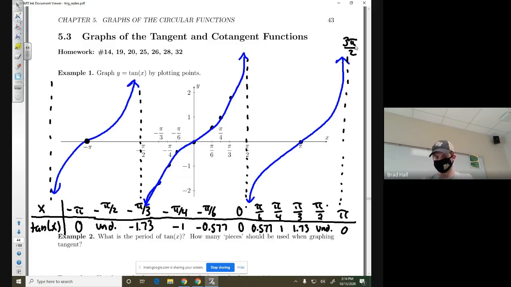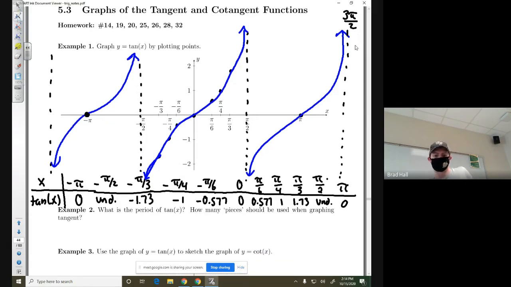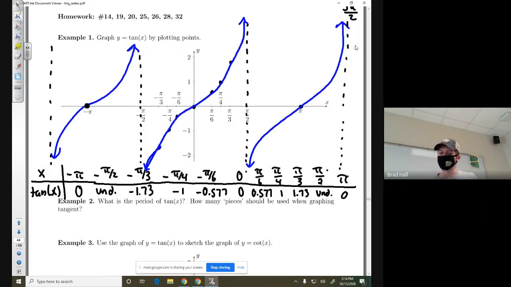And so example 2 immediately asks us a question that we asked about sine and cosine. What is the period of tangent of x? It's a good question. It's pi, right? Why is it pi? Because from negative pi over 2 to pi over 2 is pi. So remember, the period represents the width of the repetition.